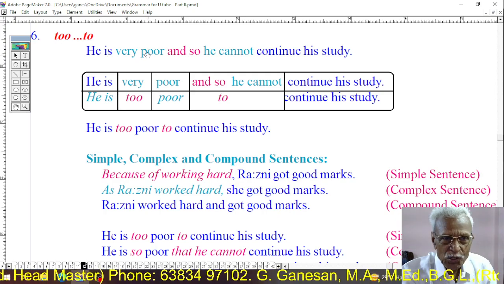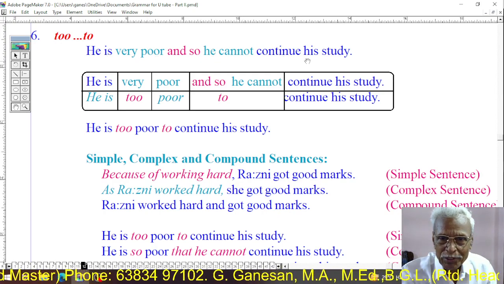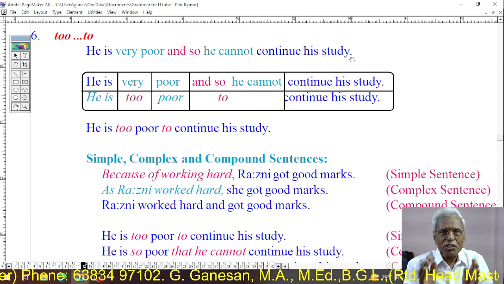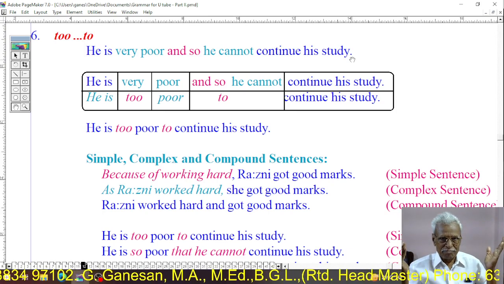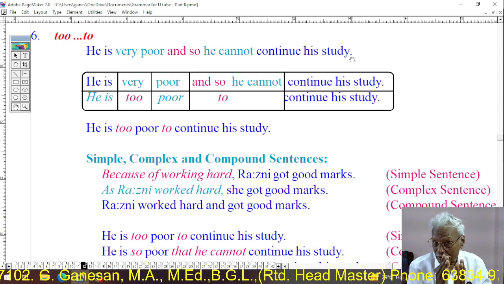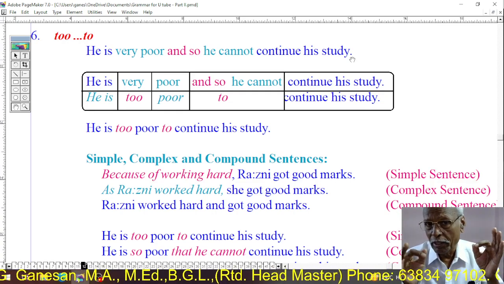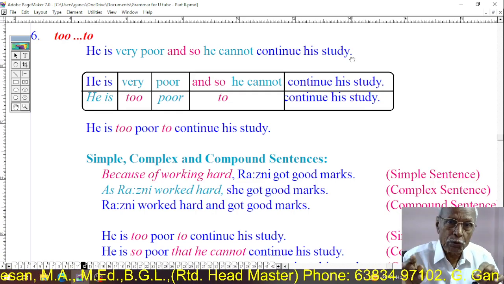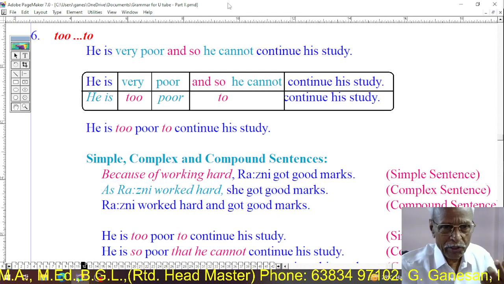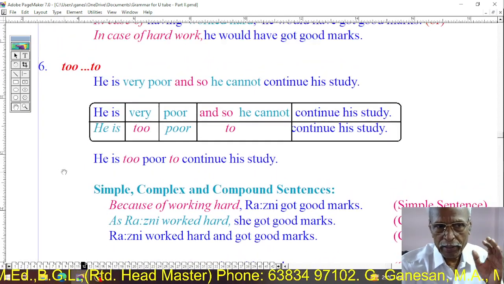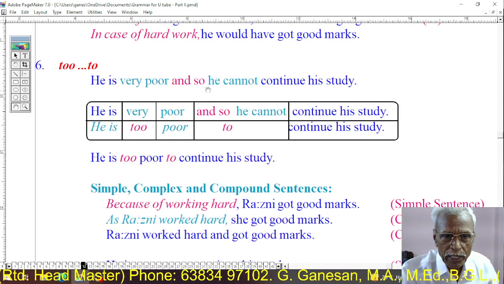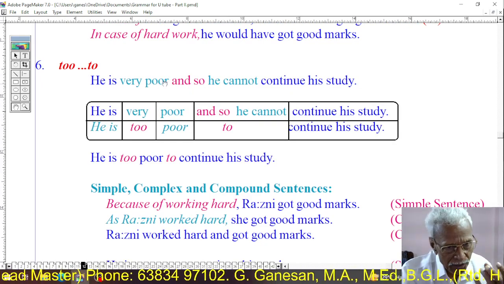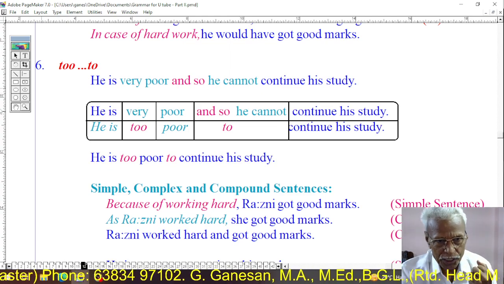See, he is very poor, and so he cannot continue his study. That is, he is very poor, so he cannot continue his study. The formation of sentences using "too" has different rules, so I have shown it in a different way. This is a compound sentence.